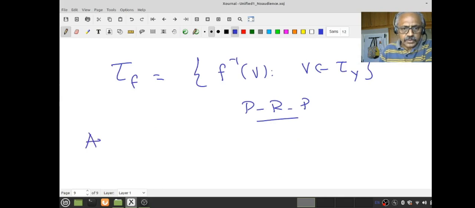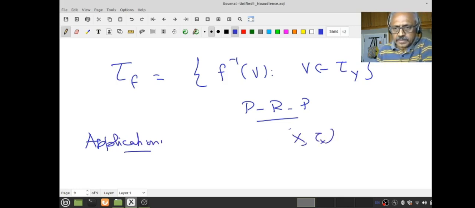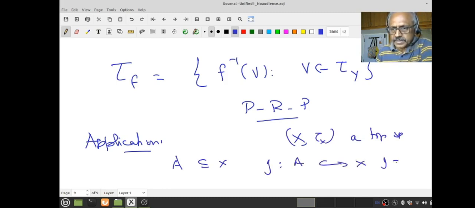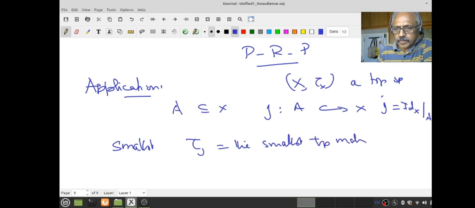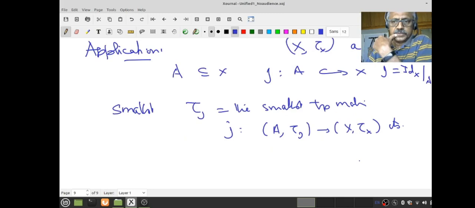So now let's apply this to our concrete case. Let me just change the notation. Let x tau x be a topological space and A a subset of x. Then I have a natural inclusion map from A into x, that is J is the identity of x restricted to A. So what is the smallest topology? Tau J is the smallest topology making J from A tau J to X tau X continuous. We have just proved this as a special case.